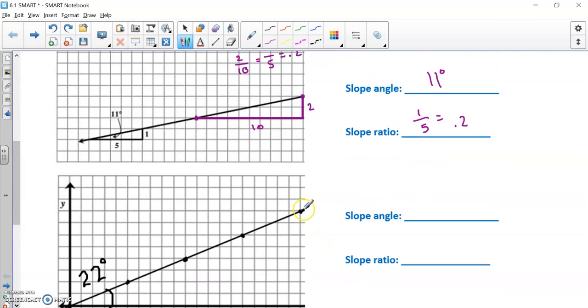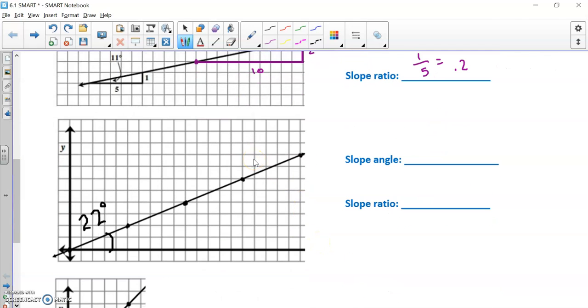All right, so let's look at another one. Here I have a 22-degree slope angle. And the slope ratio, I have to draw my slope triangles first. So here's one, here's one. I could make the big version if I wanted to. These are all valid slope triangles.